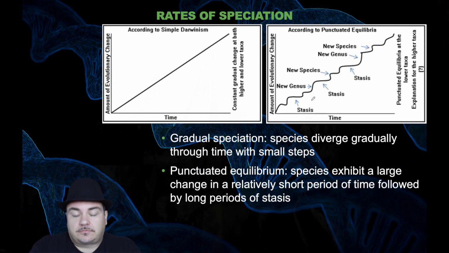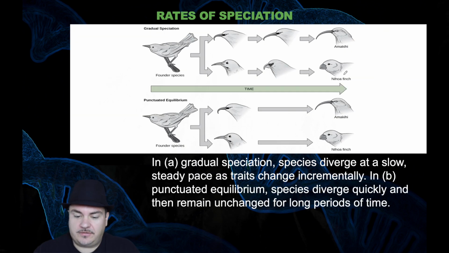But we've seen that we don't always have this gradual speciation. We can also have punctuated equilibrium. That's where species exhibit a large change in a relatively short period of time, followed by long periods where it doesn't change. So that's, for example, here, time is passing, there's not much change, and then you get a change. And then not much happens, then you get a big change again, and then it passes through time without much change, and then another change. Or another way to visualize this.